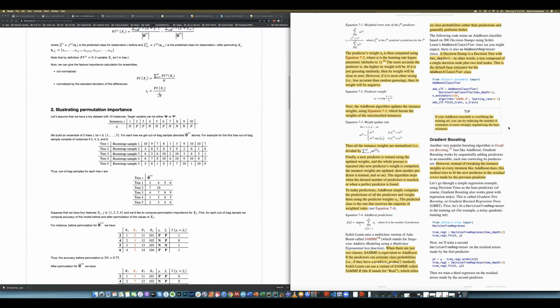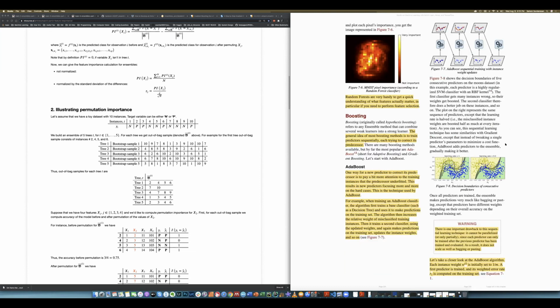Can you go back to the previous page? Sure. The feature importance there for the MNIST data set, is this just showing, okay, the digit is in the center and nothing is there around? Is that what is kind of being portrayed in this?